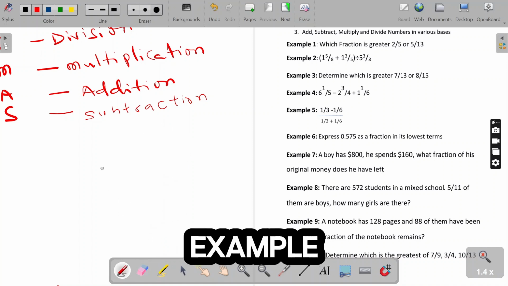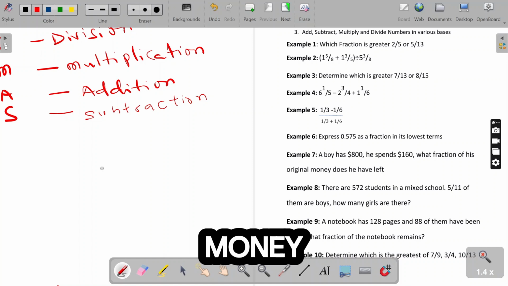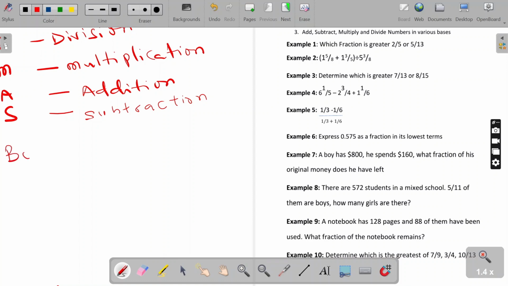So let's continue. Example 7. It said a boy has $800. He spends $160. What fraction of his original money does he have left? So according to this question, the boy has $800.